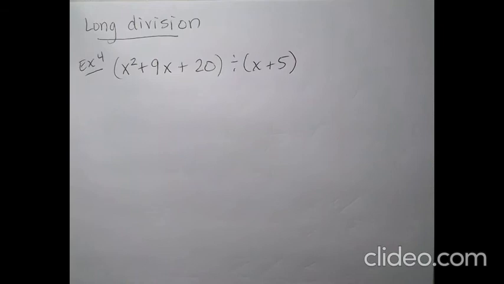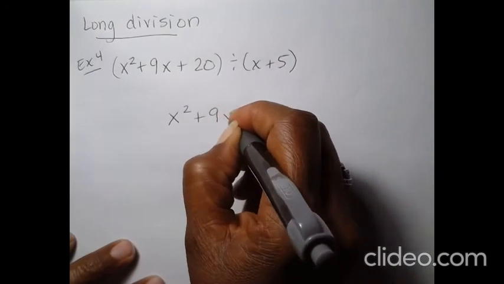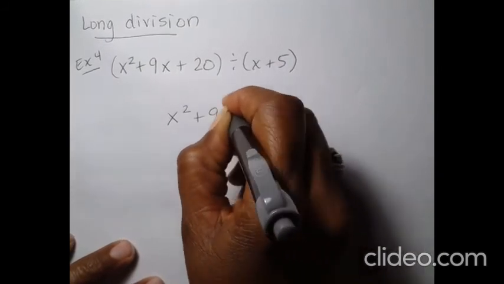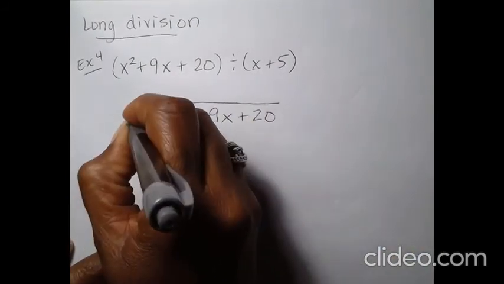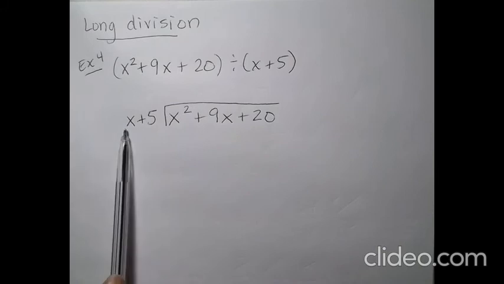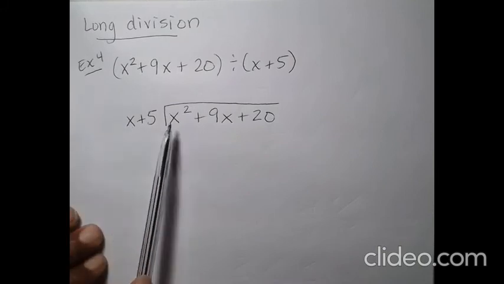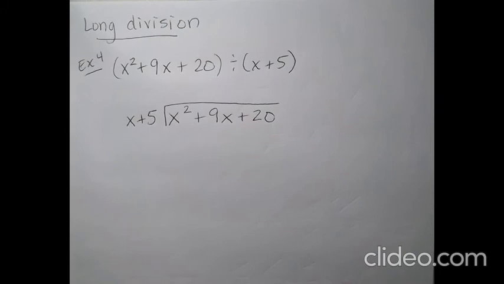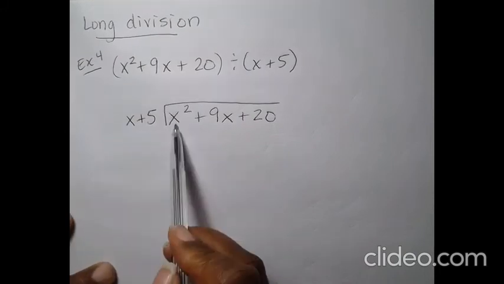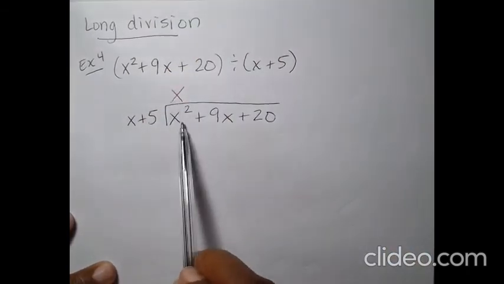The examples we did before this, we were only dividing by one term. Now we're dividing by two terms. So let's rewrite this. X squared plus 9x plus 20. And we are dividing by x plus 5. Okay, so let's watch closely as we walk through the steps. We start with the first term of the binomial, and we divide it into the first term of this trinomial. So x goes into x squared, x times x would give us x squared.